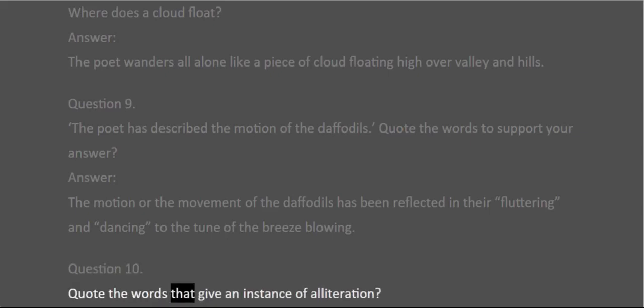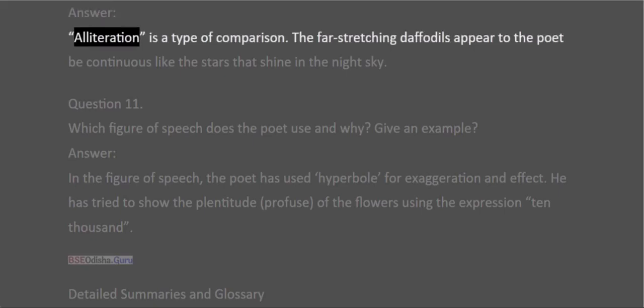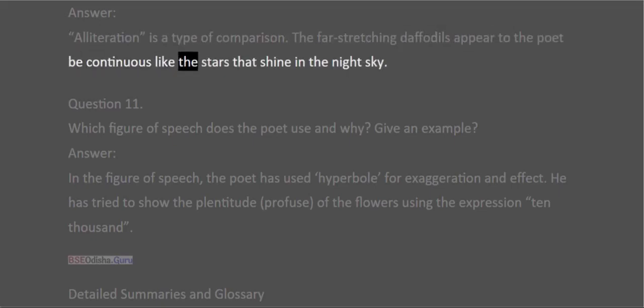Question 10. Quote the words that give an instance of alliteration. Answer. Alliteration is a type of comparison. The never-ending, stretching daffodils appear to the poet to be continuous like the stars that shine in the night sky.